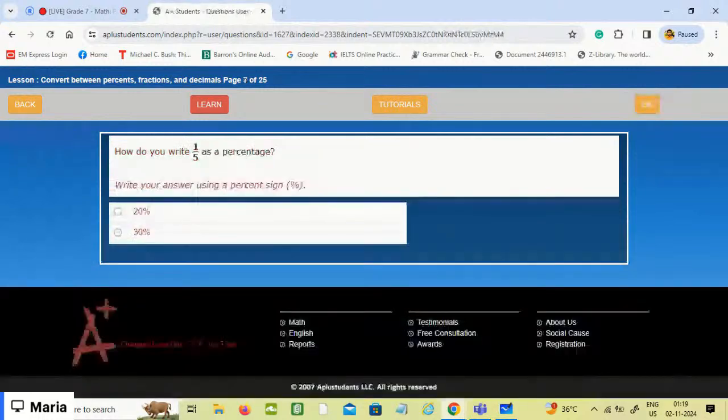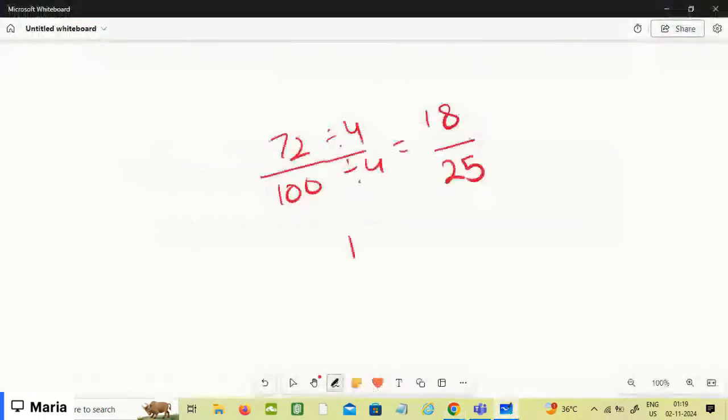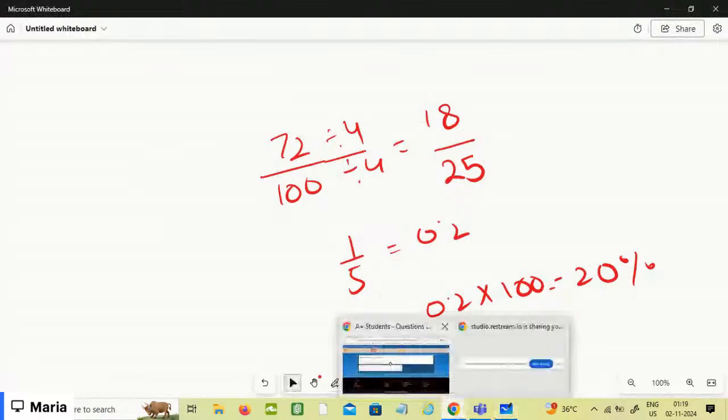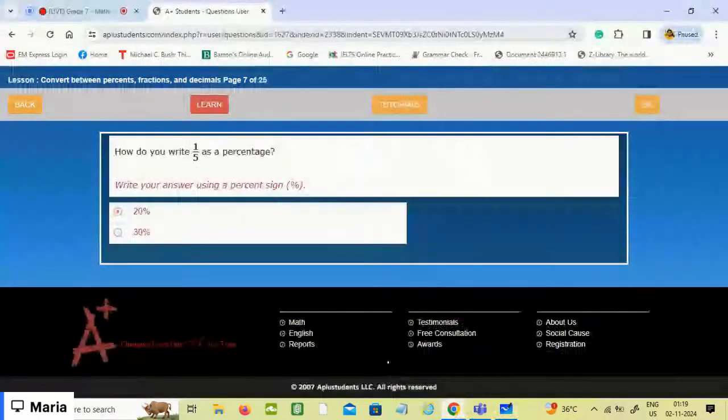How do you write 1 by 5 as a percentage? Which is the correct option? 1 by 5, simply divide. 1 by 5 is 0.2 and then multiply 0.2 by 100. So that is 20%. The correct option is 20%. Option number 1 is the correct option.